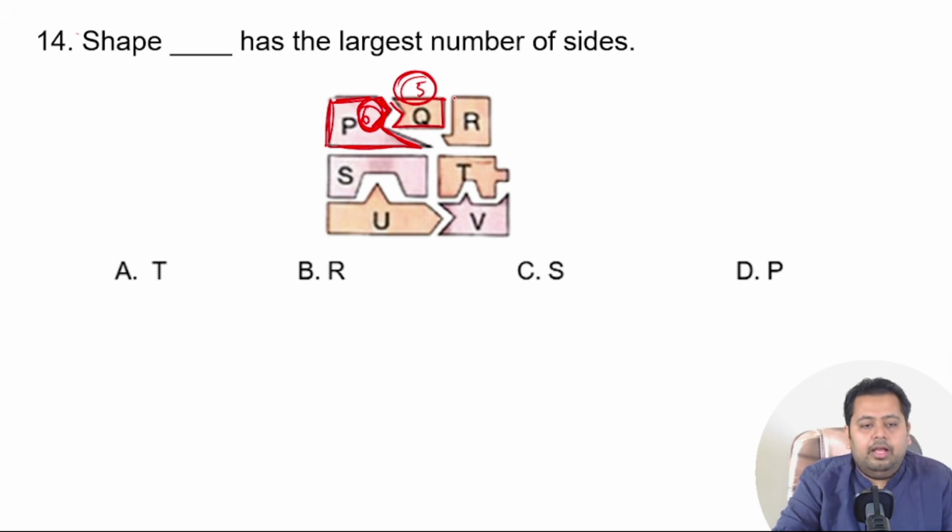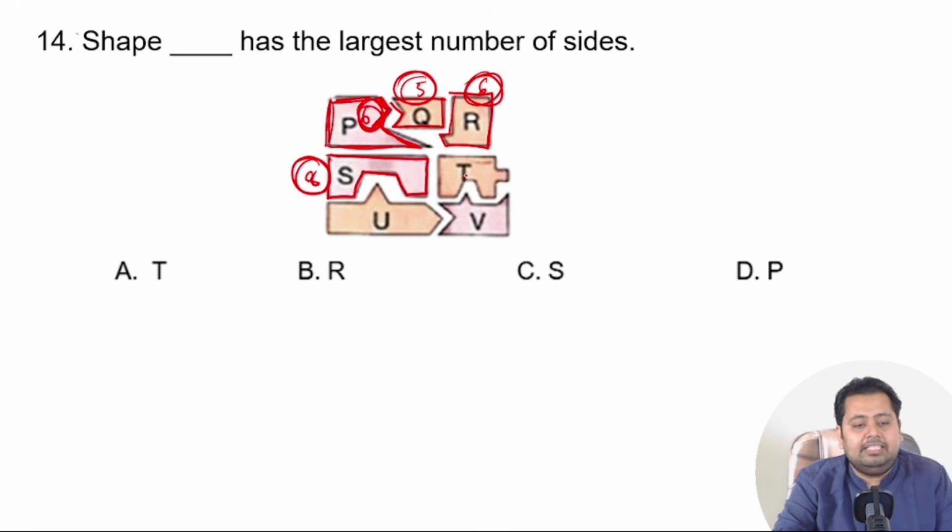Let's come to R. This is 1, this is 2, this is 3, this is 4, this is 5, this is 6. R has 6 sides. Coming to S, it has 1, 2, 3, 4, 5, 6, 7, and 8. So S has 8 sides. Coming to T, this has 1, 2, 3, 4, 5, 6, 7, 8, 9, 10, 11, and 12. So T has 12 sides, right? Now T has the highest number of sides till now.